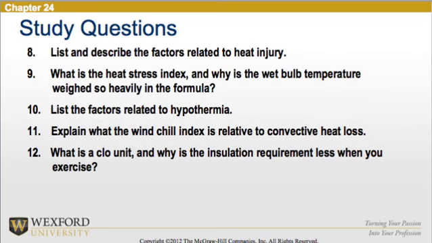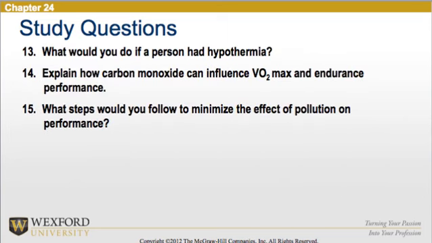10. List the factors related to hypothermia. 11. Explain what the wind chill index is relative to the convection heat loss. 12. What is the CLO unit, and why is the insulation requirement less when you exercise? 13. What would you do if a person had hypothermia? 14. Explain how carbon monoxide can influence VO2 max and endurance performance. And 15. What steps would you follow to minimize the effect of pollution on performance?